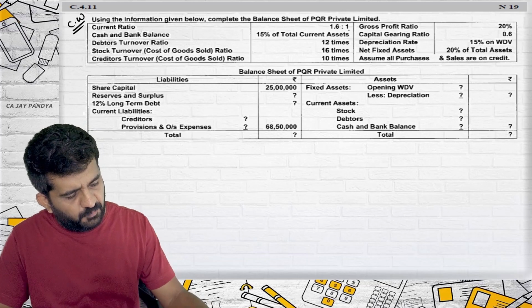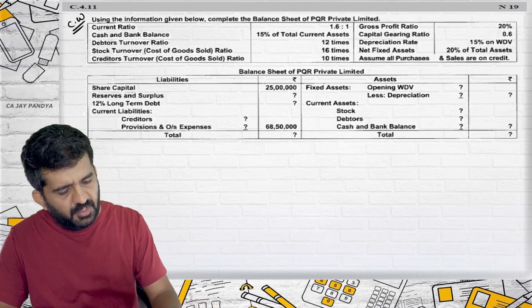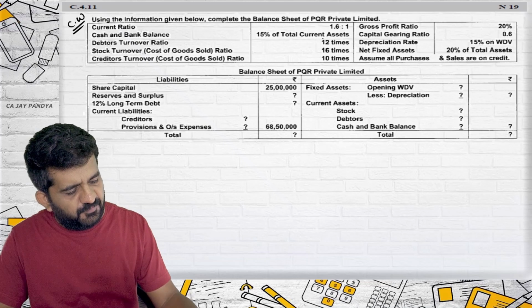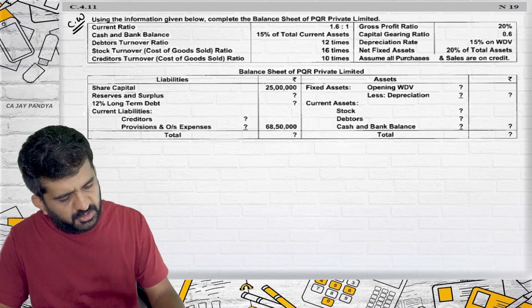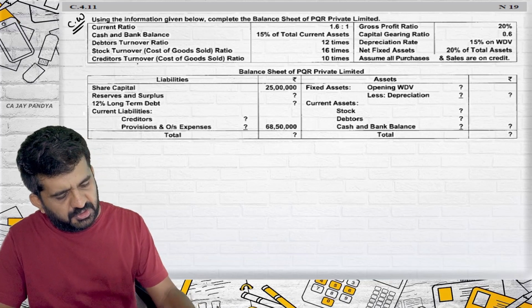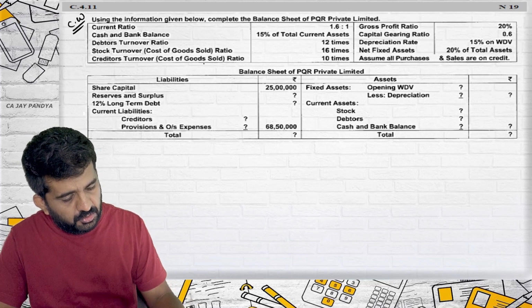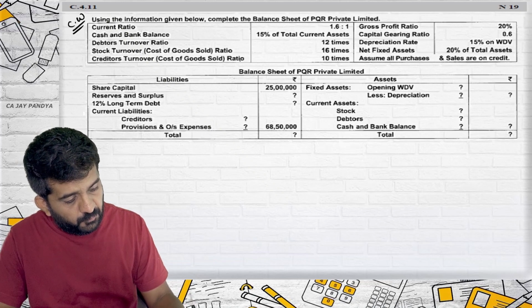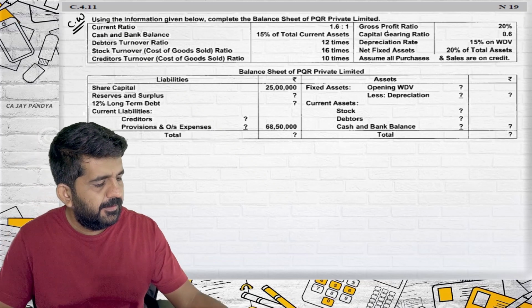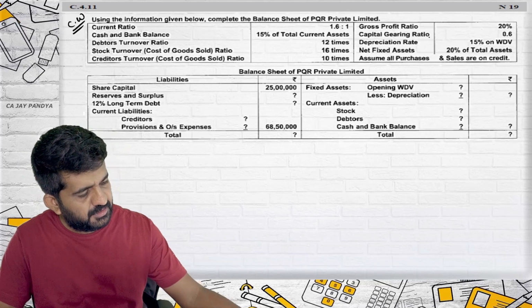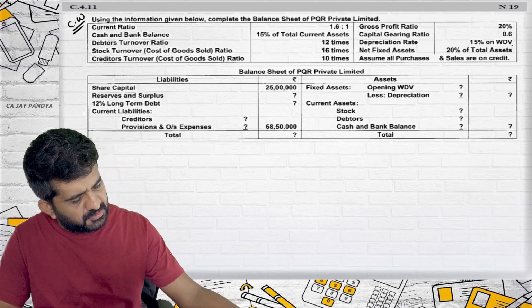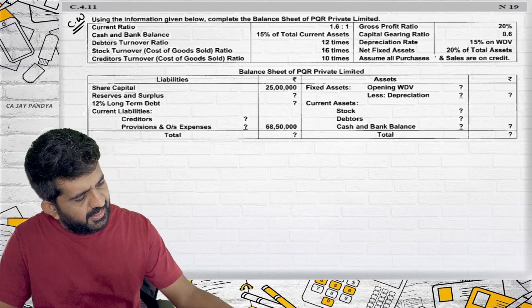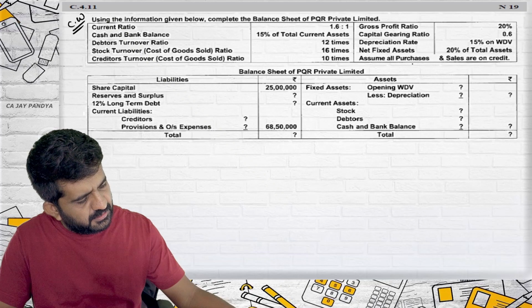Current ratio is 1.6:1. Cash and bank balance is 15% of total current assets. Debtors turnover ratio is 12 times. Stock turnover ratio, COGS, 16 times. Creditors turnover ratio, cost of goods sold ratio, 10 times. GP ratio 20%. Capital gearing ratio 0.6. Depreciation rate 15% on WDV. Net fixed asset is 20% of total asset. Assuming all purchases and sales are on credit.